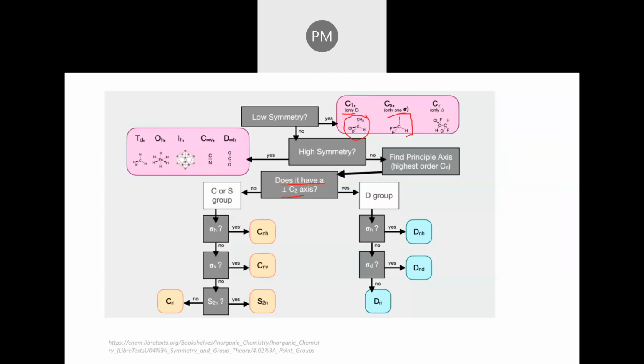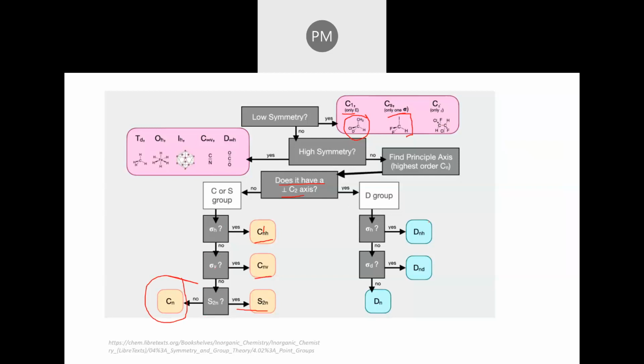Among the C groups, if a sigma h plane is present, the name will be Cnh. The n comes from the maximum principal axis present in the molecule. If sigma v planes are present, then that will be Cnv. If there is no sigma plane present, but an improper rotation like S2n is present, then it is S2n. If nothing is present, no sigma plane and no inversion, then only Cn is given.